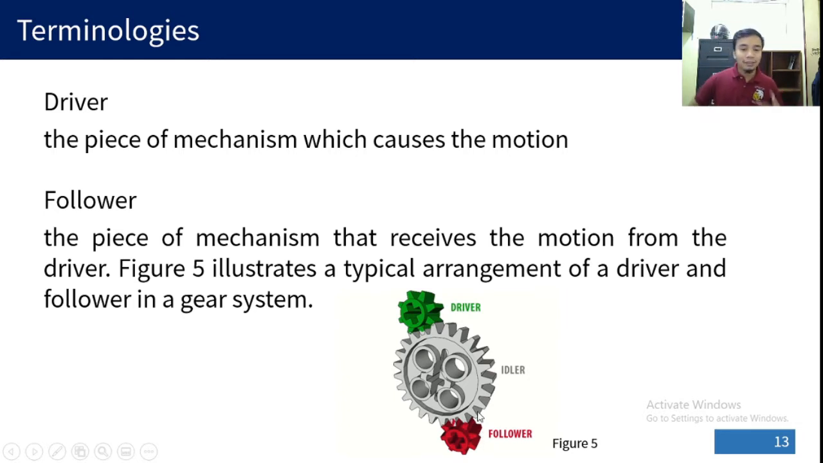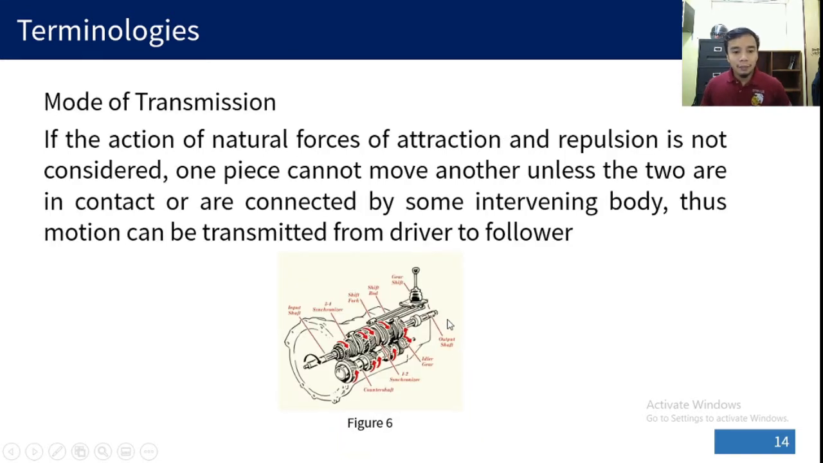So we can see that this is the basic definition of these pieces of mechanism. The driver causes motion, then the follower receives motion. So I guess it is understandable in this arrangement that although the idler is placed here, the idler also serves the purpose of both the driver and a follower. So that is the mode of transmission.